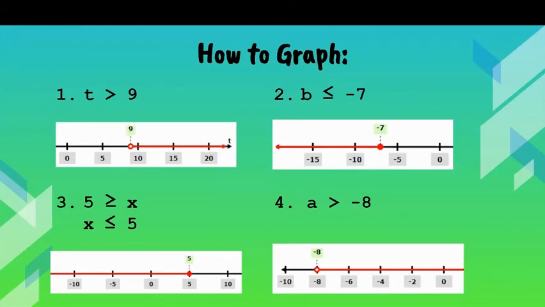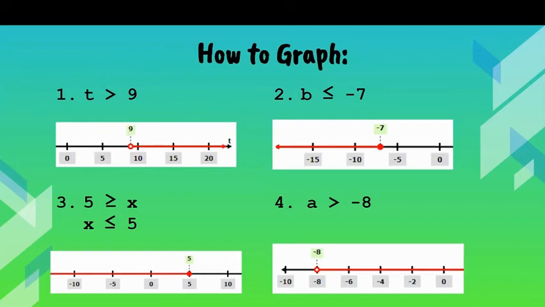B is less than or equal to negative 7. We're going to find negative 7 on the number line. This time we're going to color in the circle. The reason why is because it is less than or equal to. Whenever we have less than or equal to or greater than or equal to, we need to color in the circle. The easiest way that I like to remember this is that if the inequality symbol has a line on the bottom, you're going to color it in, okay?